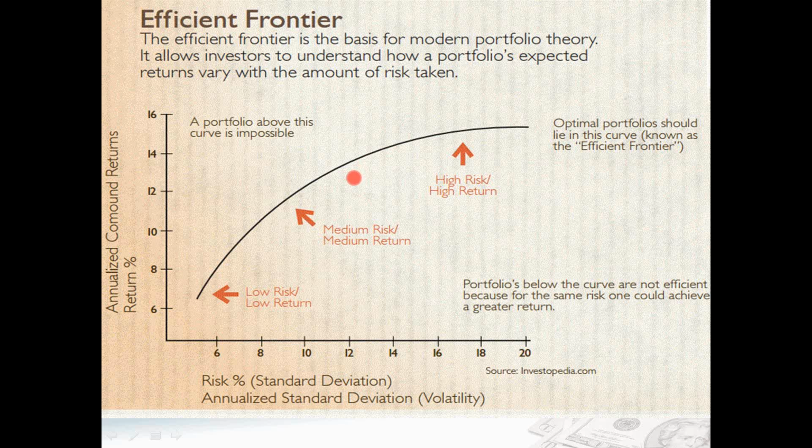So what we're looking at on the left side is the compound return, and we're looking at the standard deviation on the bottom. And our goal is to be on that line, okay? Can you explain what standard deviation is?